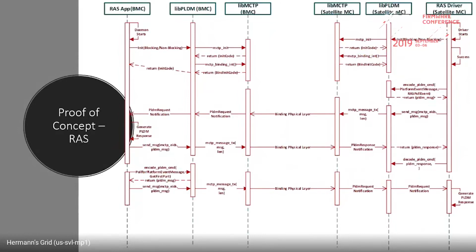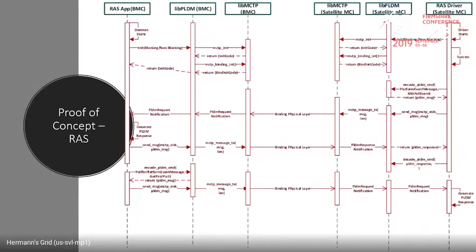And once the PLDM message is constructed, it can be sent using the send message API defined by the MCTP library, and it carries the payload across the physical layer. The RAS app on the BMC side gets a notification if it has registered for it. Once it gets the notification that it has got a request, it would generate a PLDM response and then send it back the same way using the send message API defined by the libmctp.